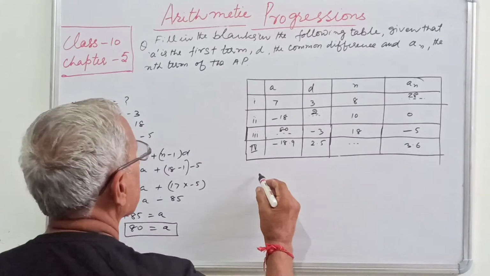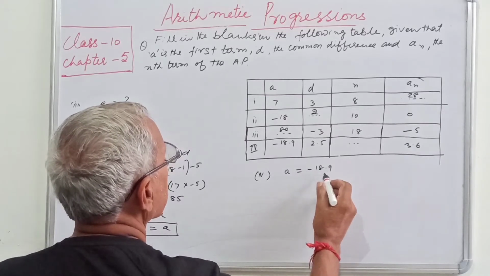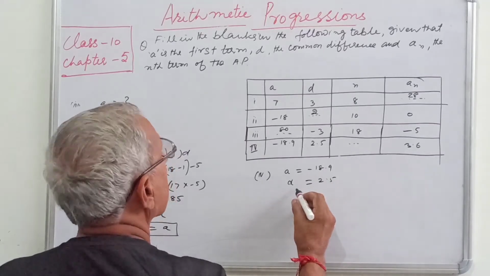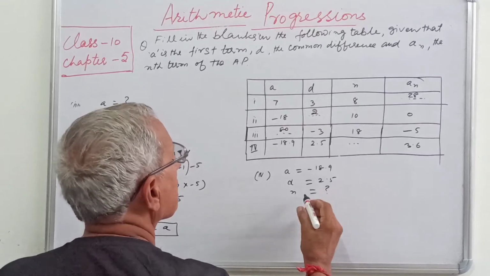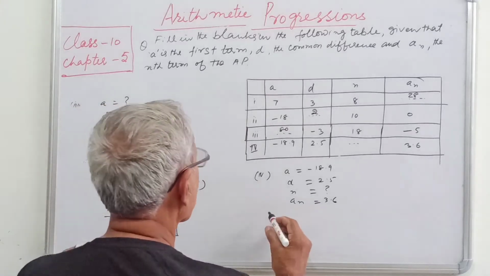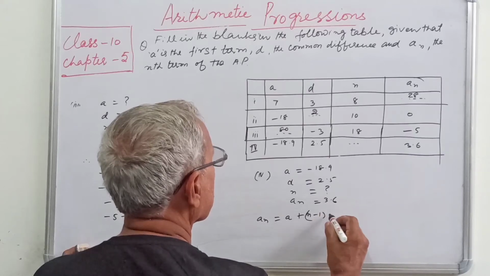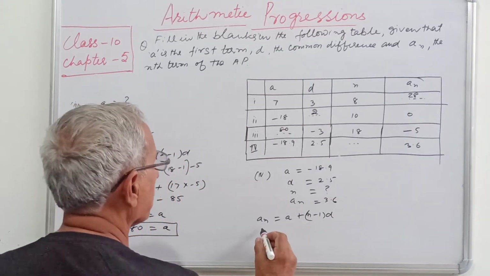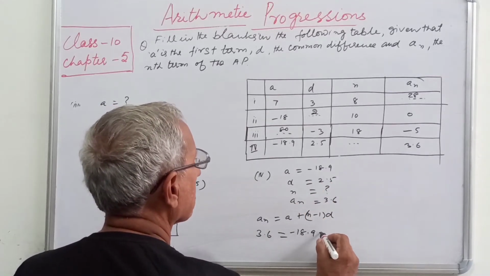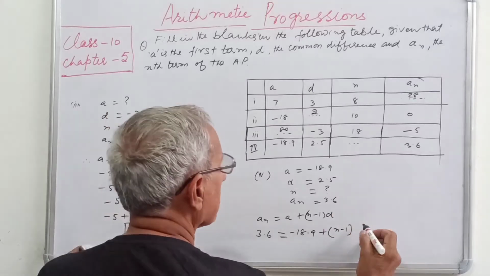Fourth part: a is equal to minus 18.9, d is equal to 2.5 and n we have to find out. an is 3.6. So using the same formula, a plus n minus 1 into d. So substituting the values, 3.6 equals a, which is minus 18.9, plus (n minus 1), we have to find the value of n, into d.